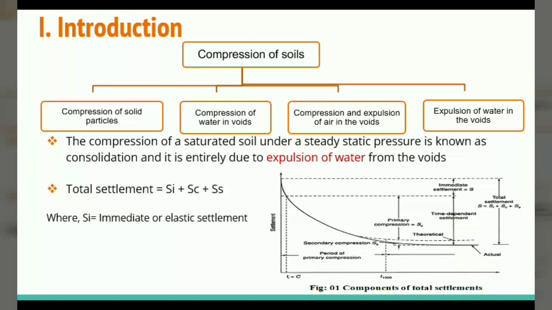So the immediate or elastic settlement is whatever settlement occurs due to the initial consolidation. Whenever a load is applied on a partially saturated soil, a decrease in volume occurs due to expulsion and compression of air in the voids. A small decrease of volume can occur due to the compression of solid particles. But water is incompressible, so the compression due to the water in the voids is neglected.